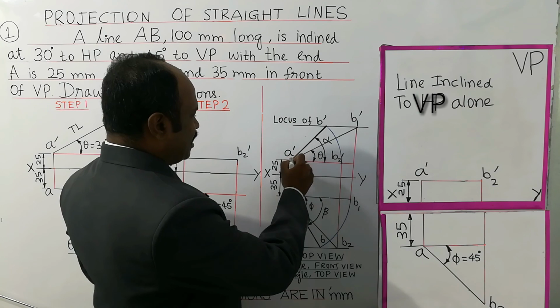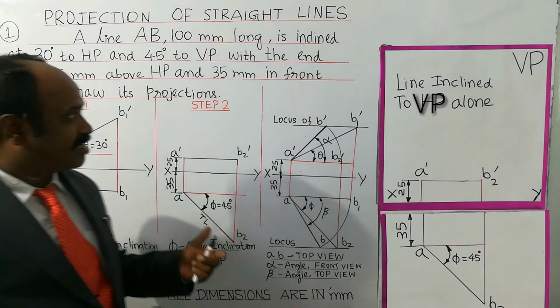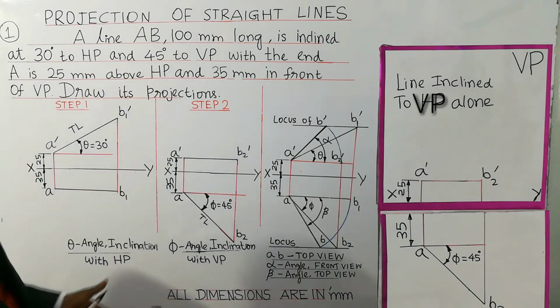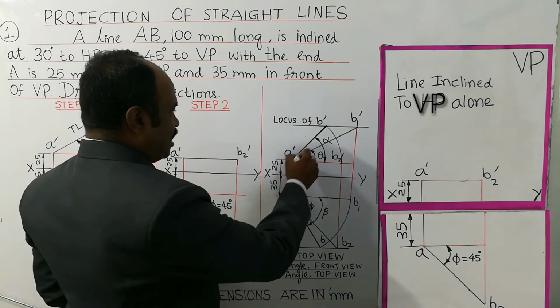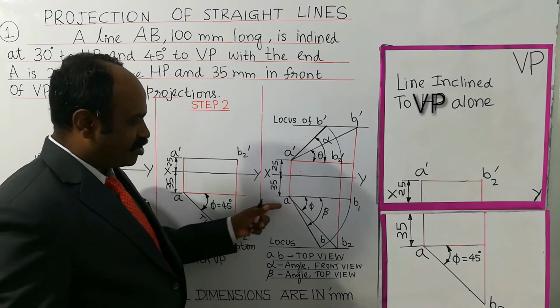And if you measure the distance A dash B dash, as the line is inclined to both the planes, the question is given like this: the line is inclined to HP as well as inclined to VP. So the final answer, that is A dash B dash, will be shorter in length. Similarly, according to the given question, AB will also be shorter in length.